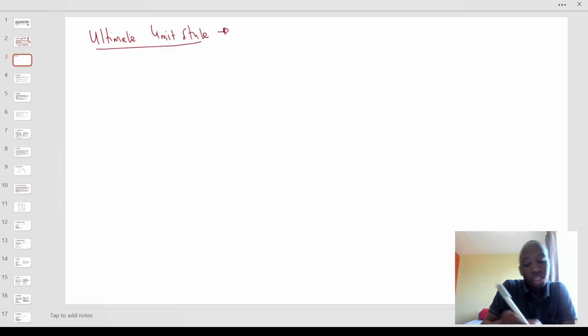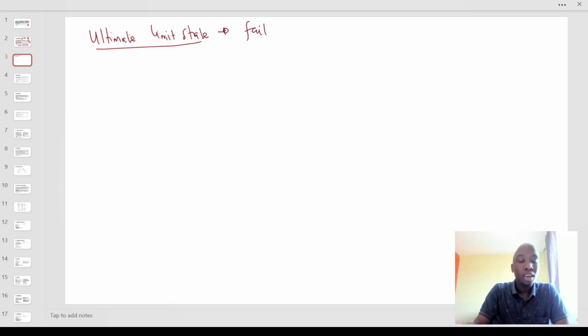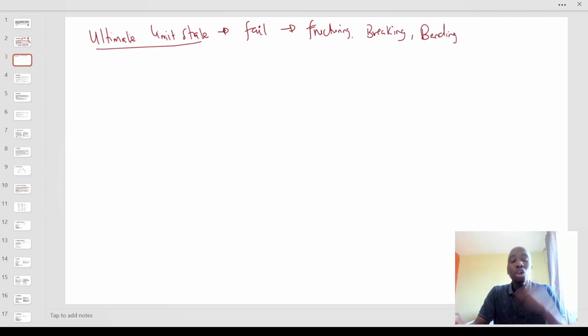So we want to consider a situation beyond which a structure will fail, such as fracturing, breaking. Maybe it can even bend. The state beyond which a structure will fail.